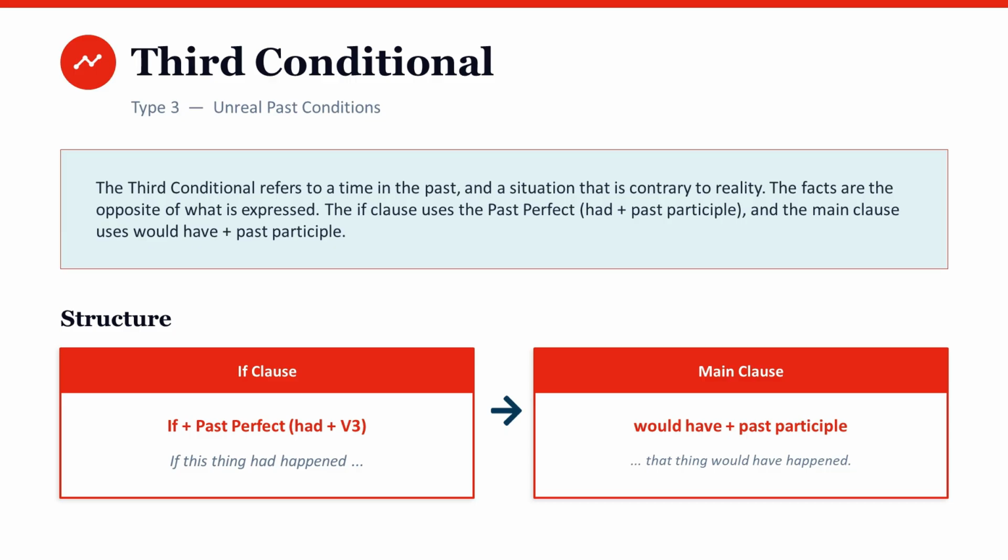For the structure, the if clause uses if, plus the past perfect tense, which is had, plus the past participle. And the main clause uses would have, plus the past participle. So the formula is, if this thing had happened, that thing would have happened. This is the most complex conditional type. Let us look at examples to make it clearer.